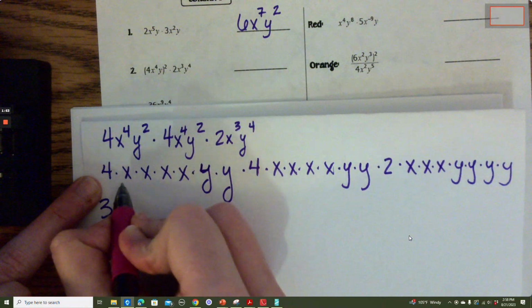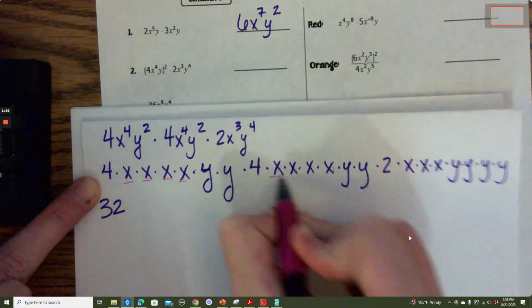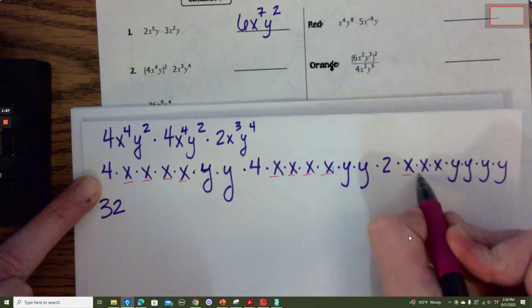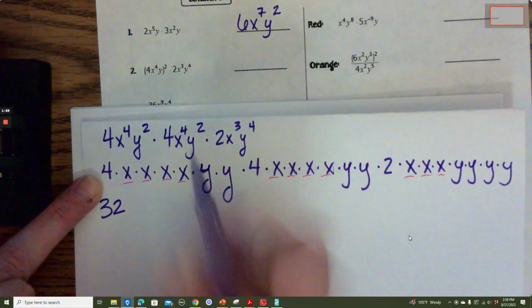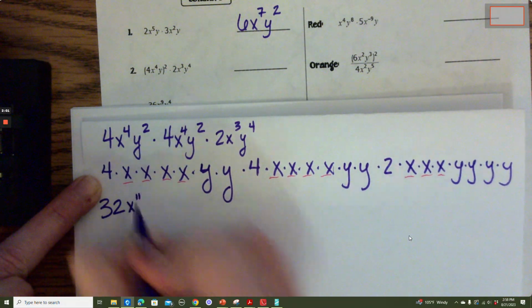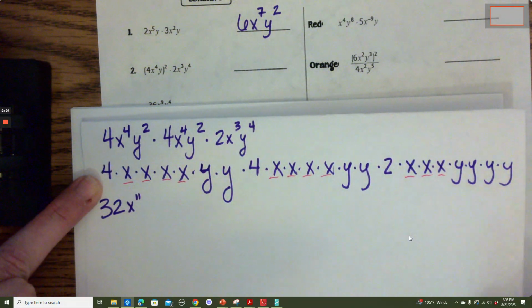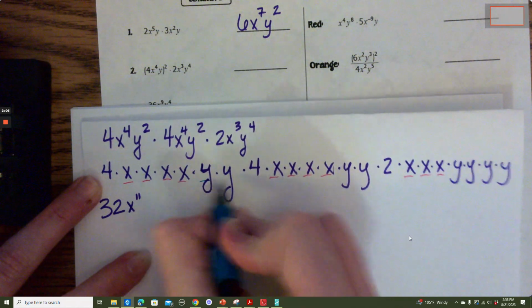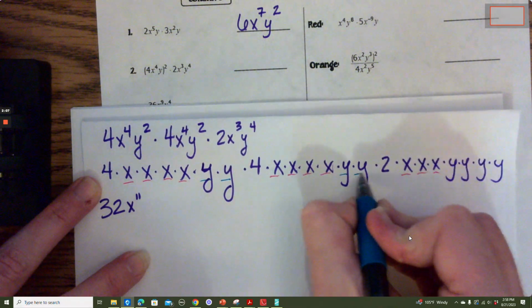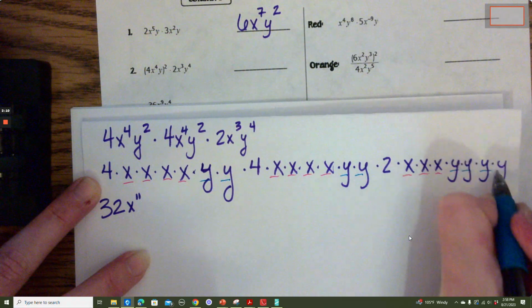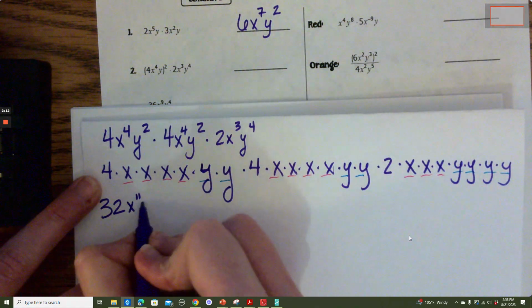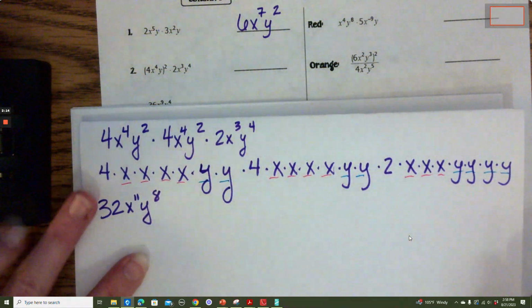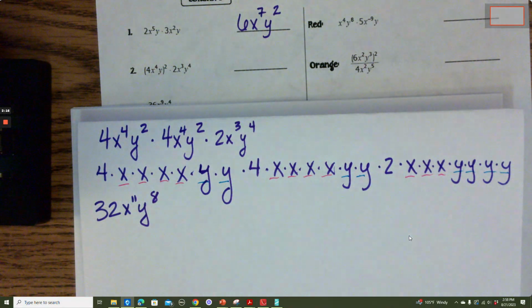All right, x's. 1, 2, 3, 4, 5, 6, 7, 8, 9, 10, 11. So I just write x to the 11th. And then y's. 1, 2, 3, 4, 5, 6, 7, 8. Y to the 8th. That's the answer. Not too awful, right?